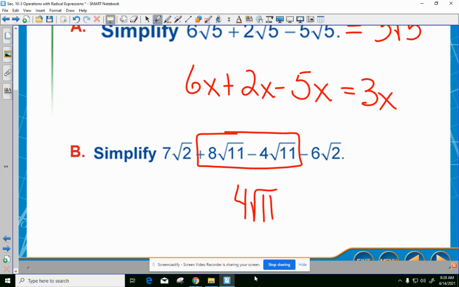What about the first one and the last one? Can they go together? Megan, what do you think? Yes? So if they can, how much do I get when I put those two together? I get 1 radical 2, right? A 7 and a minus 6 would be 1 radical 2.